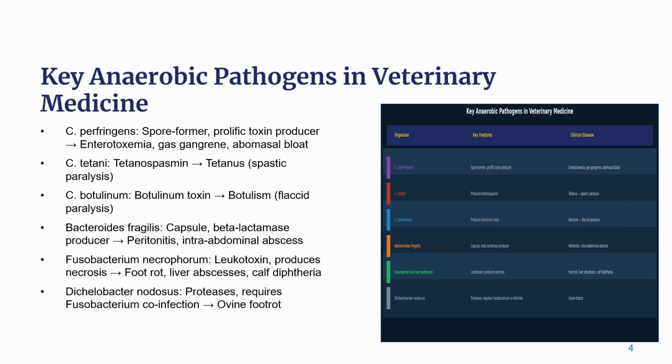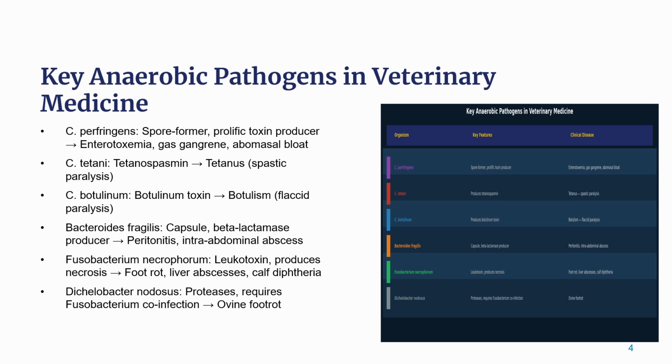The Clostridia we've covered in prior talks, but I want to draw your attention to Fusobacterium necrophorum, which deserves more attention than it typically gets in curriculum. It's one of the most economically important anaerobic pathogens in large animal practice. It causes foot rot in cattle, the interdigital dermatitis and necrosis that causes severe lameness in dairies and beef herds. In feedlots, it causes liver abscesses.